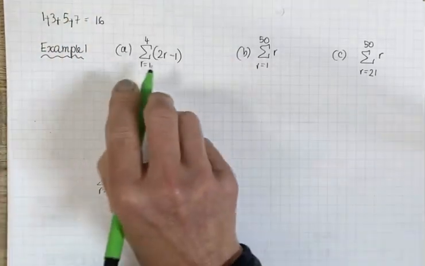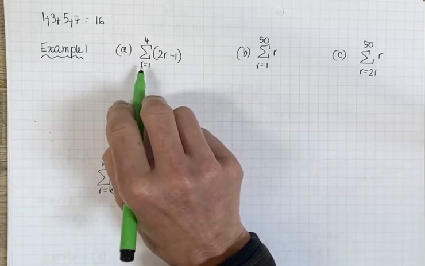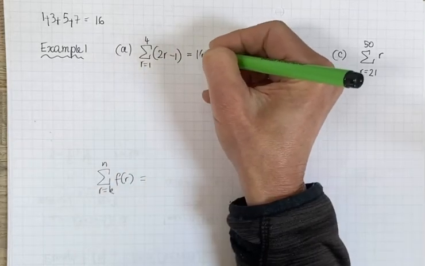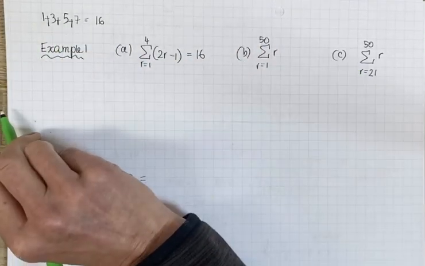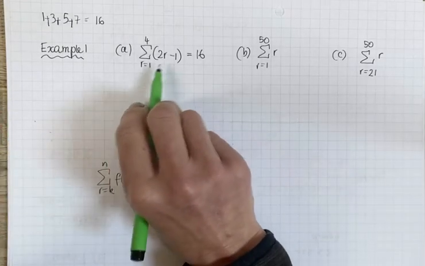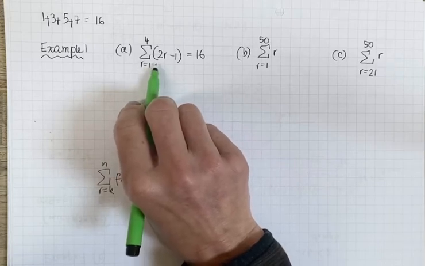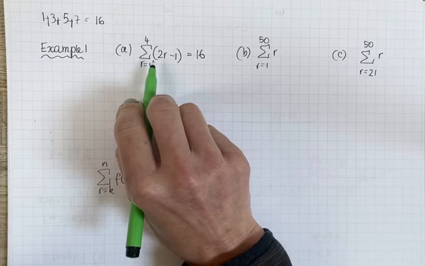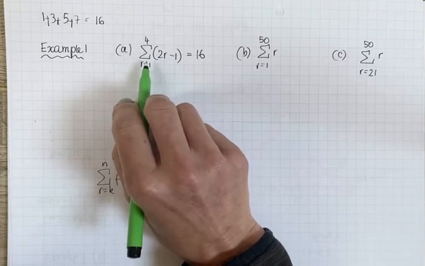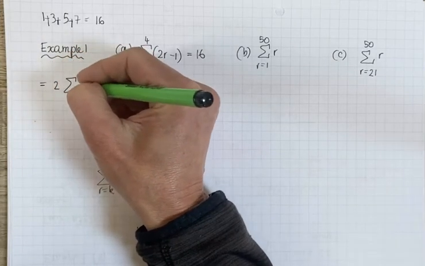So let's see if we can actually work out this answer in a different way. So we know it's going to be 16 because I've just worked out each individual term. But let's have a look if we can work it out in a different way. So here is the rule. If I'm summing 4 lots of 2r, this is the same as 2 lots of the sum of r.